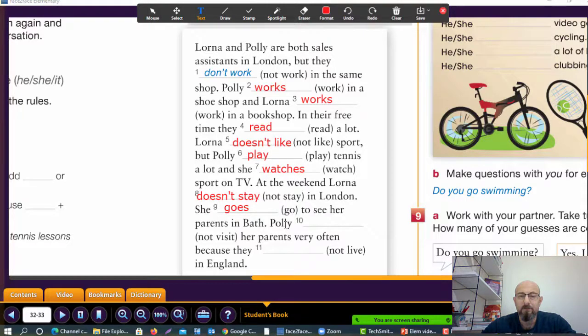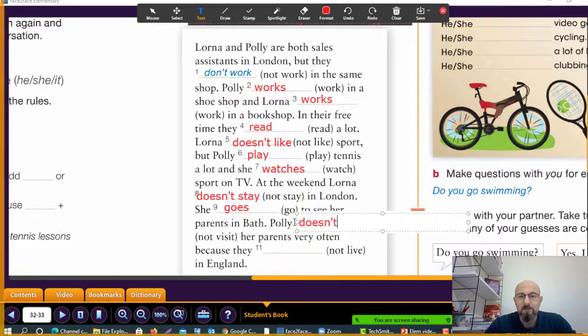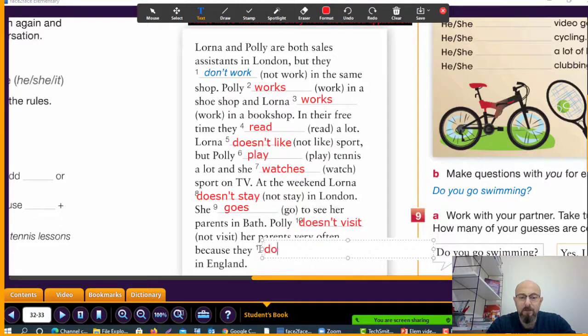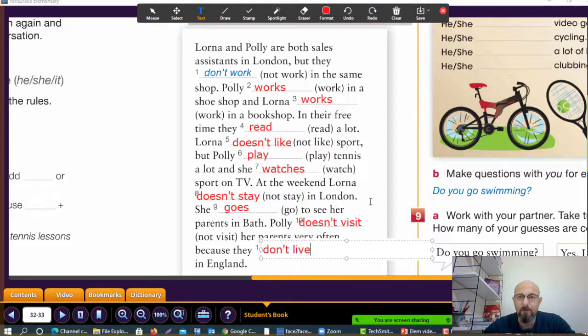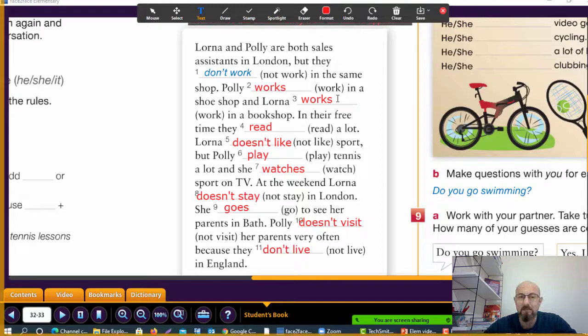Parents in the past. Polly, not visit. Negative. Polly doesn't visit her parents very often because they don't. Good. They don't what? They don't live. Okay, guys. Because they don't live. Okay? So, when we have he, she, it, we add S, negative, doesn't. I, you, they, we, infinitive, normal verb, or we add don't. Okay?